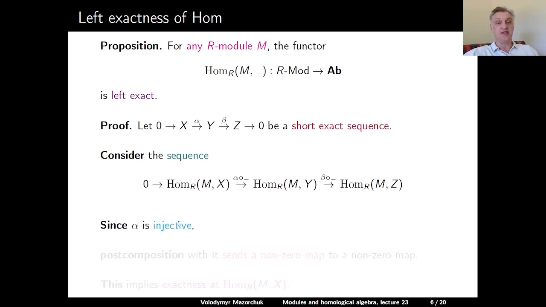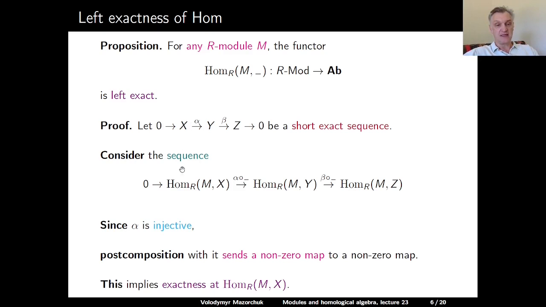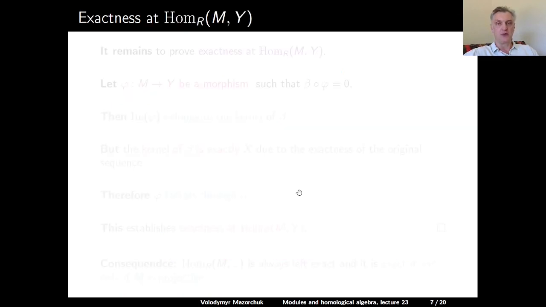Since alpha is an injective map, this sequence is exact, meaning that alpha is injective. Postcomposition with an injective map sends a non-zero map to a non-zero map. And this implies exactly that this second sequence is exact at the position of R homs from M to x. So it remains to prove that it is also exact at the position of R homs from M to y.